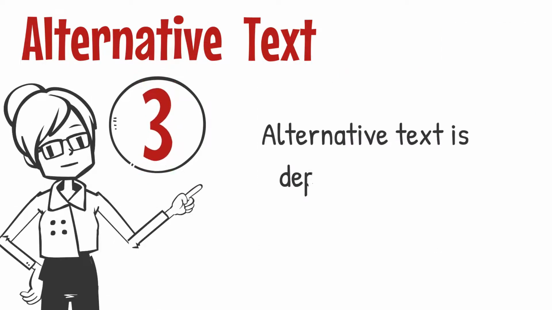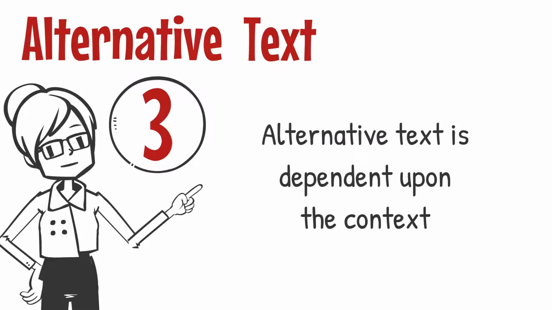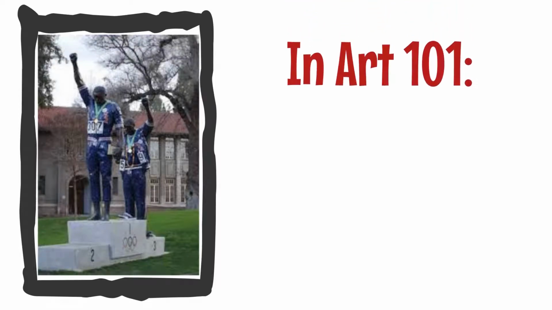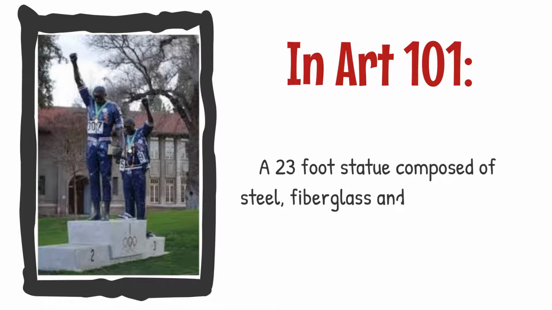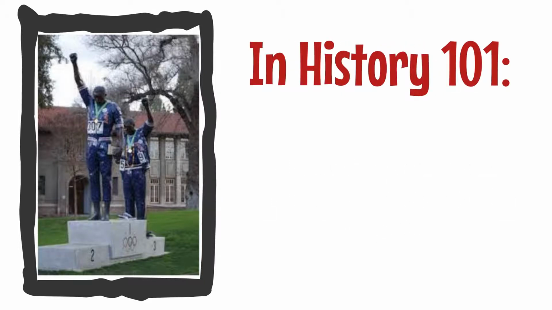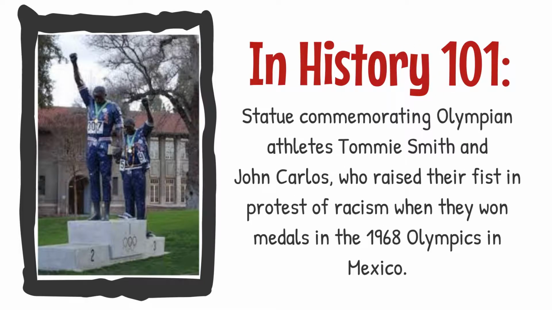And 3, alt text should be appropriate to the context. Consider this image, for instance. If I was teaching an art course, the alt text might be a 23-foot statue composed of steel, fiberglass, and ceramic tiles by Rigo 23. But if I was teaching history, the alt text might be statue commemorating Olympian athletes Tommie Smith and John Carlos, who raised their fist in protest of racism when they won medals in the 1968 Olympics in Mexico.